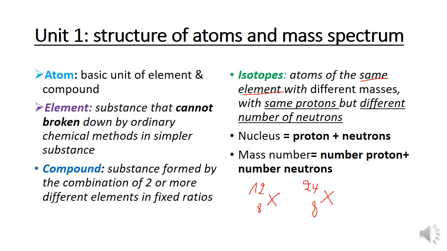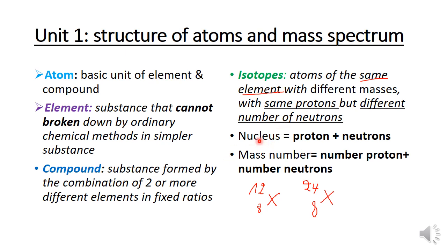Why? Because they all are the same element, X and X, but the masses are different. The atomic number is the same, but the masses are different. This is the isotope. You understand?